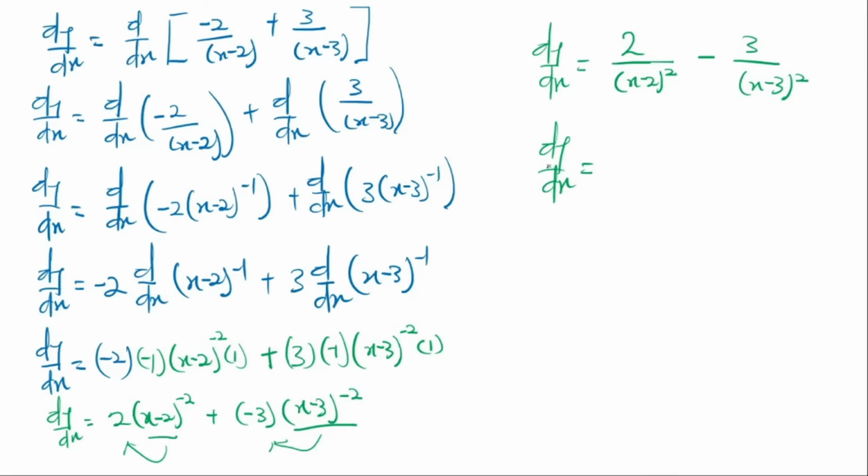So in the long run, our dy/dx, if we are to differentiate that partial fraction that we derived from solving the rational function, our final answer is going to be +2 on (x minus 2) squared minus 3 on (x minus 3) squared as our final answer.